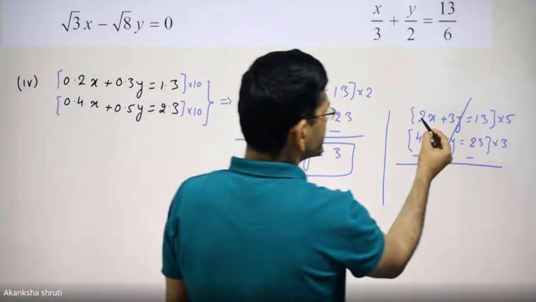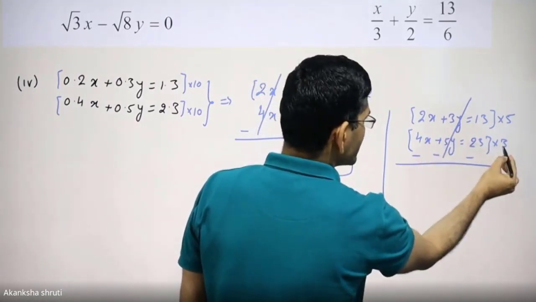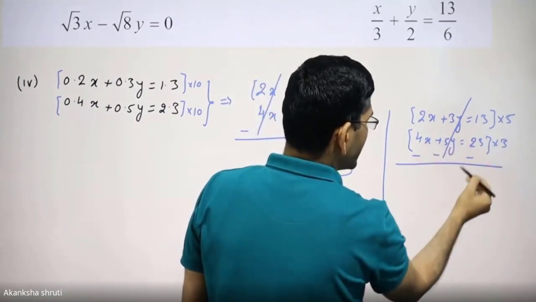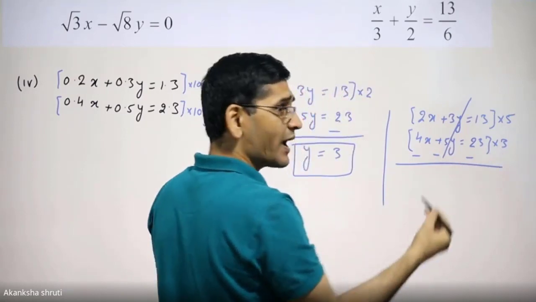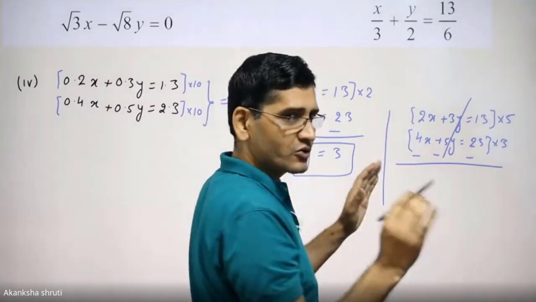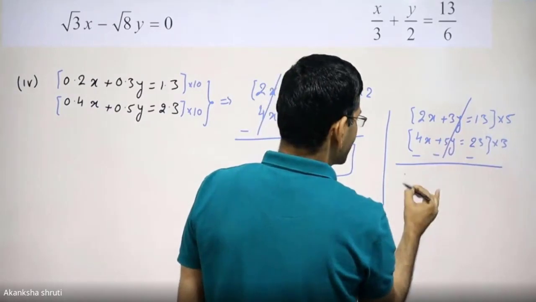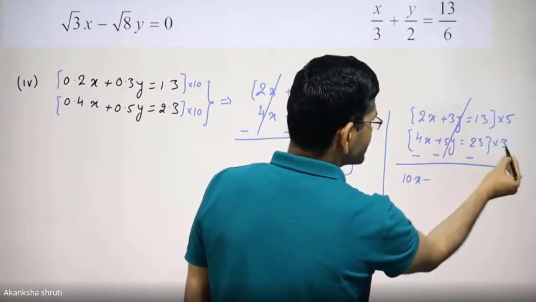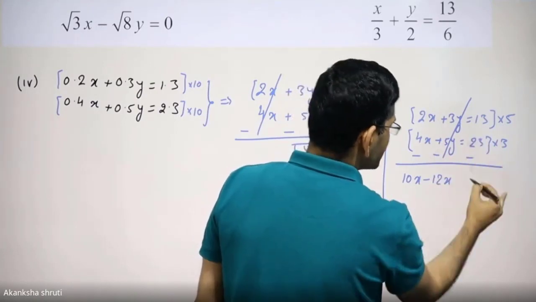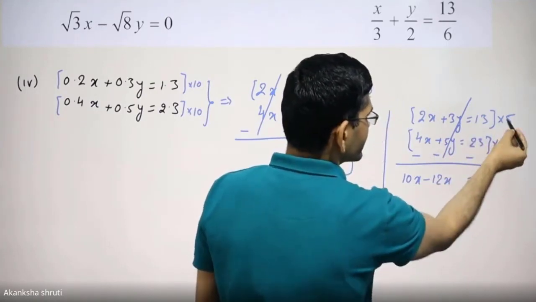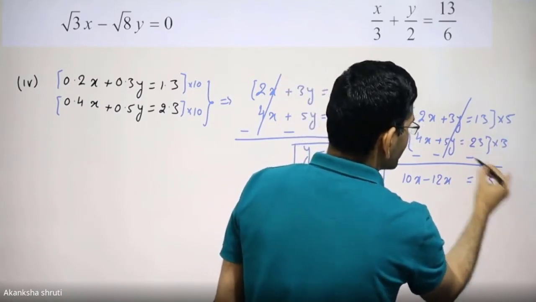Student, now it is 2 into 5 means 10x minus 4 into 3, 12x means minus 2x. Or student, if you have doubt, you write one step. Don't hesitate to write one of these steps. So let me write 5 2s are 10x minus 3 4s are 12x. Keep this equal as it is. Then 13 5s are 65. This is minus sign.